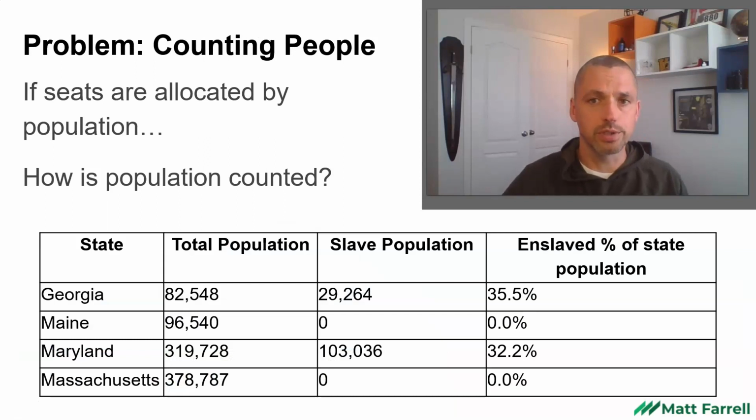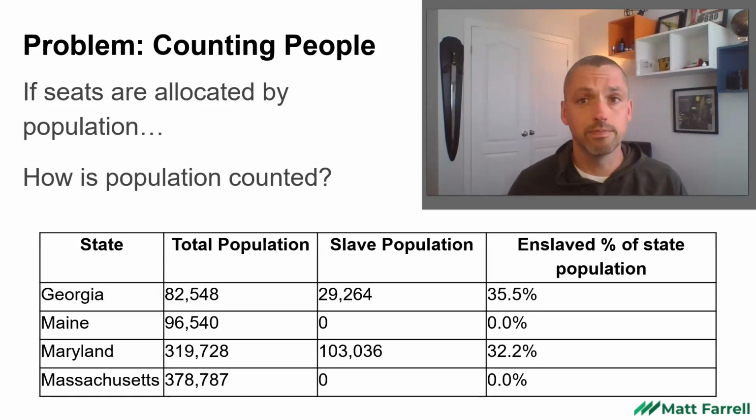And I'll just give you some numbers for the sake of illustration. Look at Georgia and Maine. Population roughly equal at the time of negotiation. However, 35% of Georgia's population were enslaved. So which number should Georgia get credit for? Should they get almost the same number of seats as Maine because of their total population? Or should they get a lot less because a third of their population is enslaved?